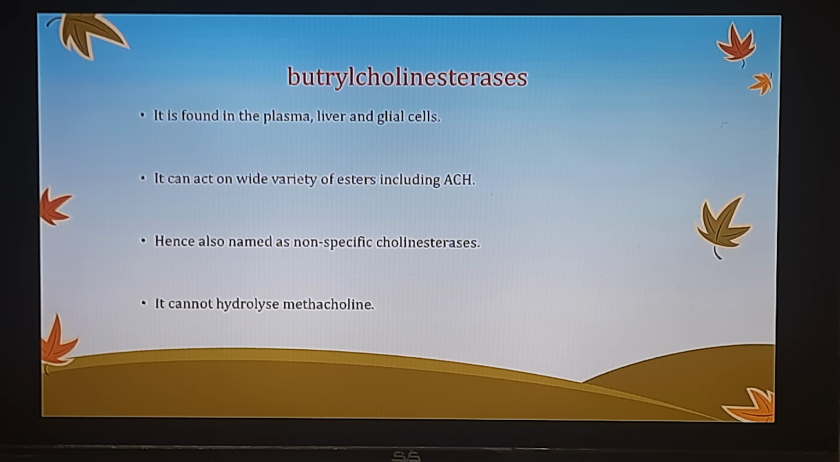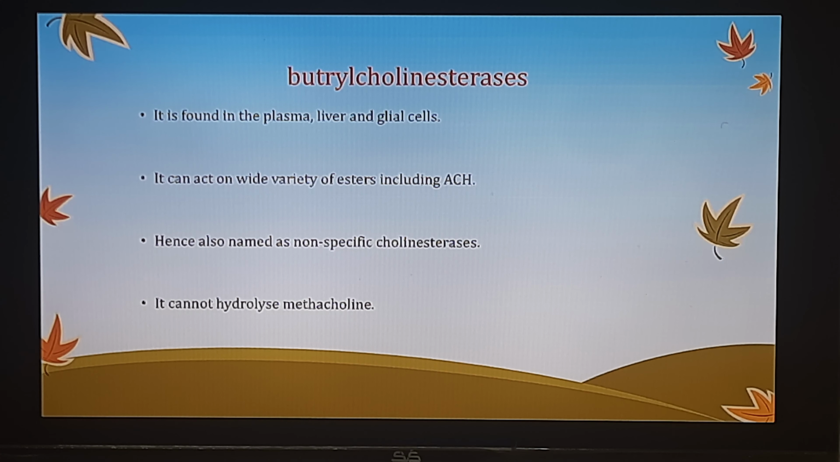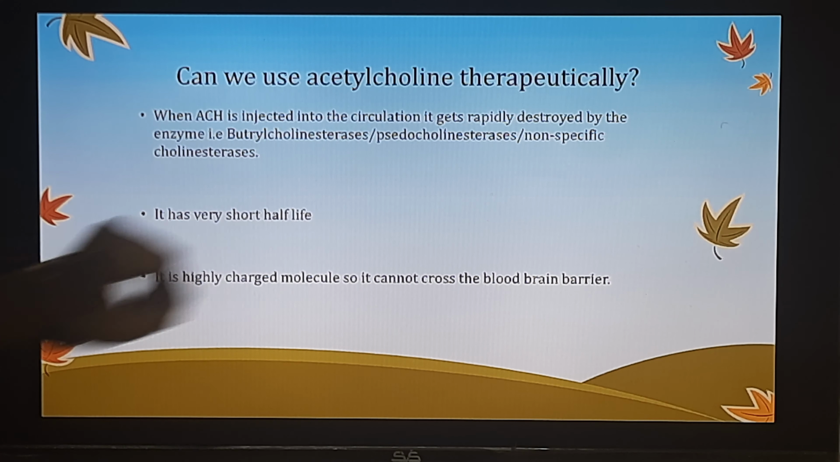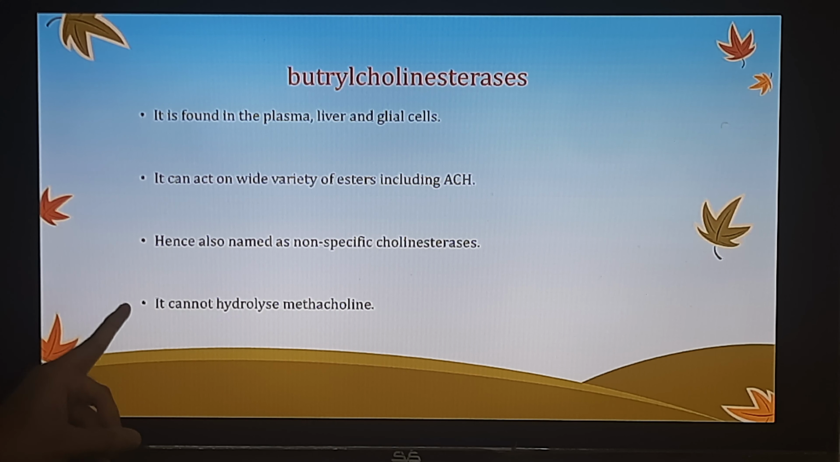Now, what do we understand by the concept of butyrylcholinesterase and true cholinesterase? Butyrylcholinesterases are mainly found in the plasma, liver and glial cells. They can act on a wide variety of esters including acetylcholine, which is why they are also known as non-specific cholinesterases. They cannot hydrolyze methacholine, which is a very important concept.